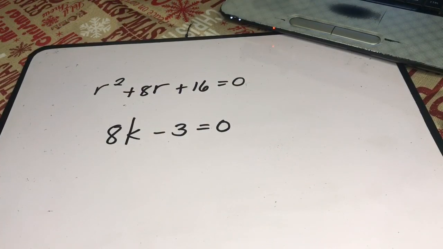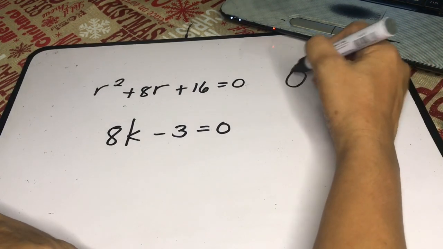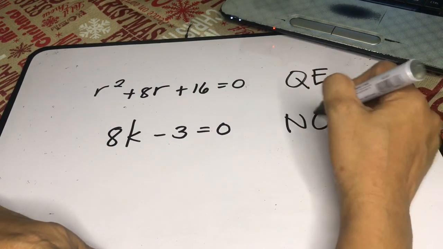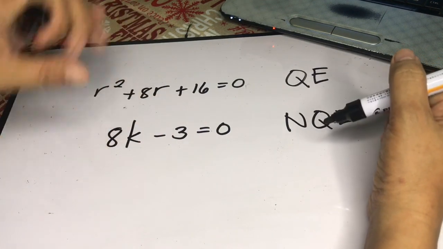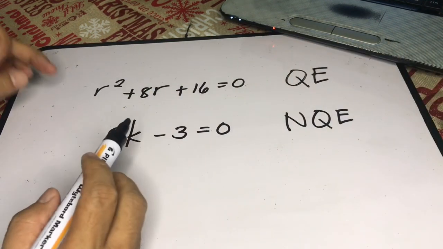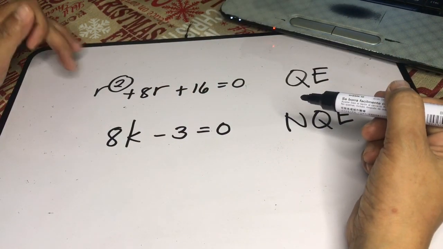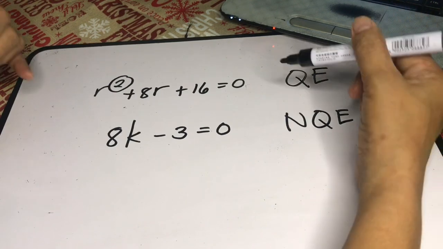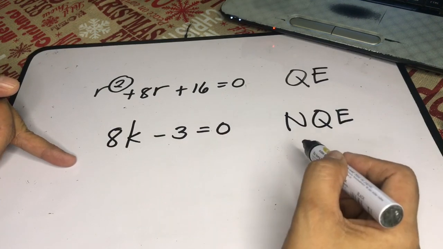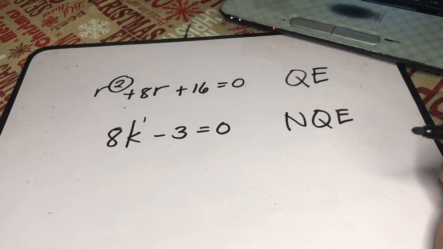Okay, looking at these two equations, r squared plus 8r plus 16 is a quadratic equation, and 8k minus 3 is not a quadratic equation. If you observe these two equations, they are different from each other. Why? Looking at the quadratic equation, we have the exponent or the degree 2. That will make the equation quadratic. And for the other one, not a quadratic equation, the exponent is 1 or it is of degree 1.